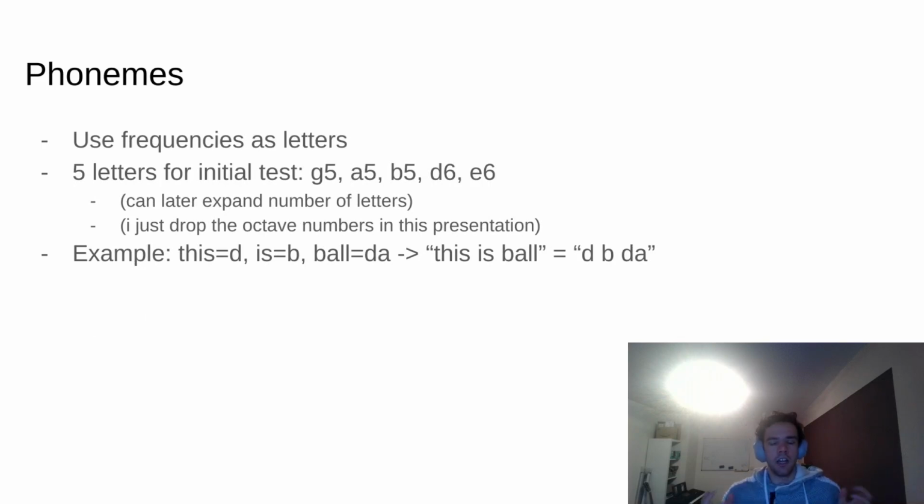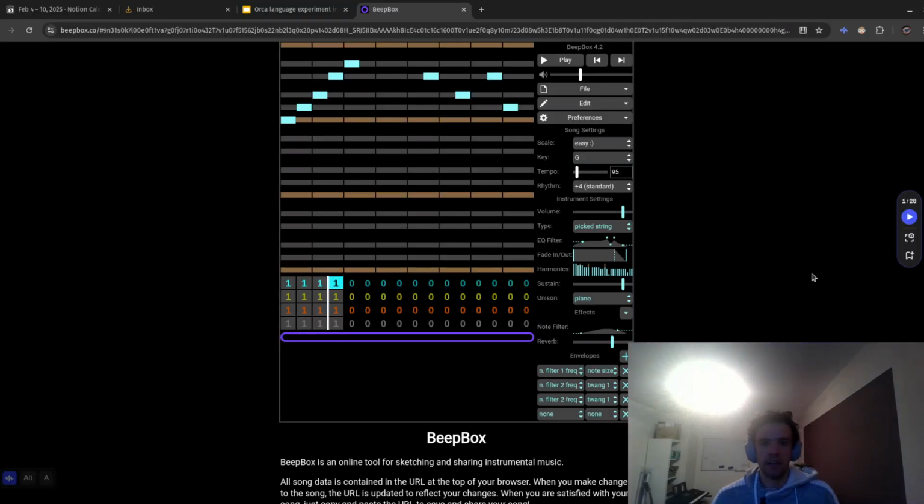Okay, so I said we want to use a very optimized language that's easy for us to perceive and vocalize. What we use there is just frequencies as letters. This initial experiment just uses 5 different letters, and those are the frequencies of G5, A5, B5, D6, and E6. So those are musical notes, and here is how they sound. So this was G5 until E6.